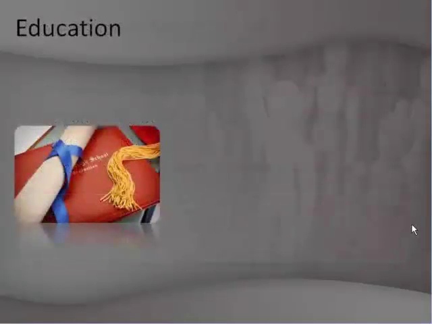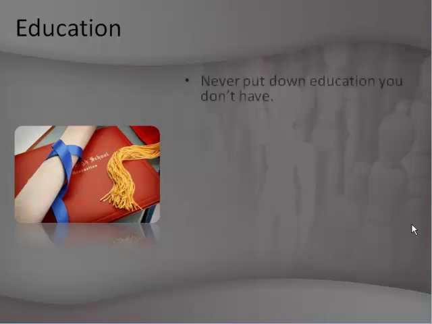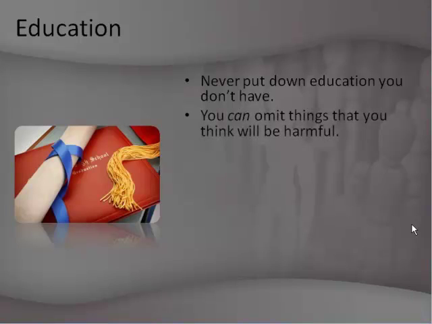Number 5 is education. And this is an area that for some reason people get a little bit scared of, but really it's not that bad. A couple of guidelines. Number 1, never put down any education that you don't actually have. It's okay to omit things if you think they're going to be harmful, but never put down something you don't possess. Let me give you an example of harmful education that you could put down.